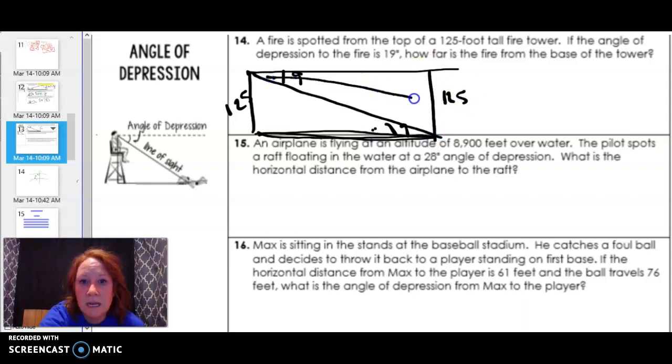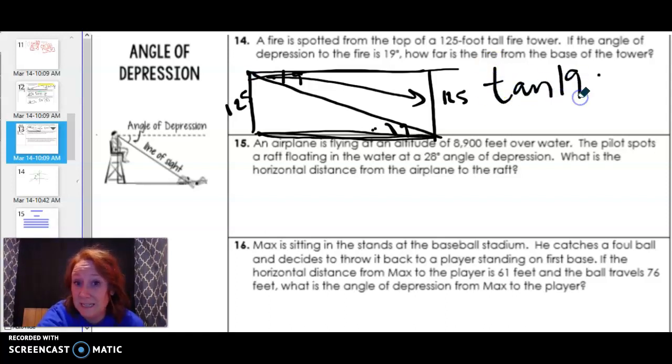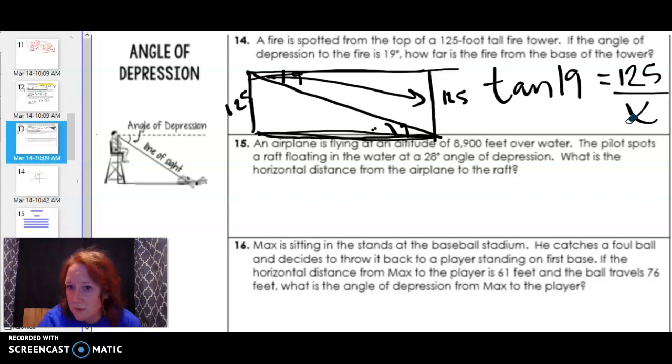Okay, so 19 opposite, and I want this. So opposite, adjacent, tangent. So tangent of 19 equals opposite 125 over x. Then what you would do is 125 divided by tangent of 19. Make sure you're in degrees. What do you get? Yeah, 363 feet away.